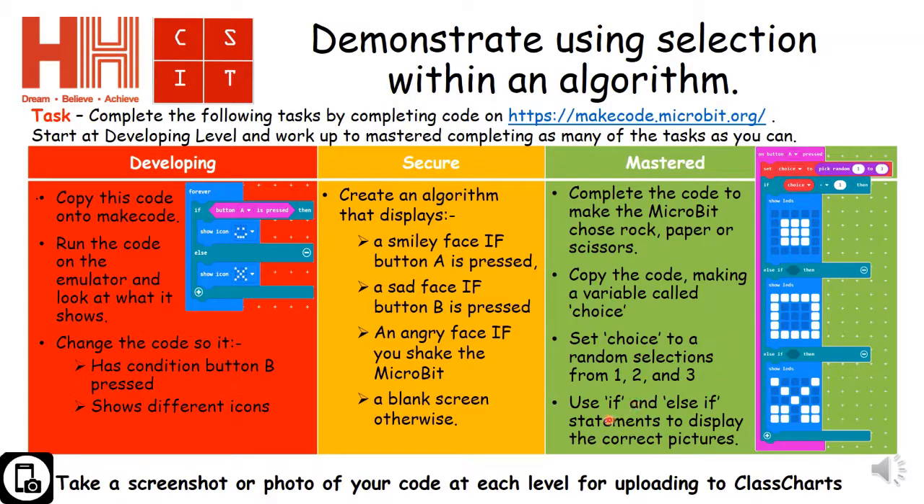You must then use if and else if statements to display the correct pictures. The first one has been done for you, so you need to complete these further 2 in order to complete this code. Again, take a screenshot or photo of your code at each level for uploading to ClassCharts. Note in this code there is no else. Well, if you do have a piece of code with an else in it, you can delete it by selecting the minus.